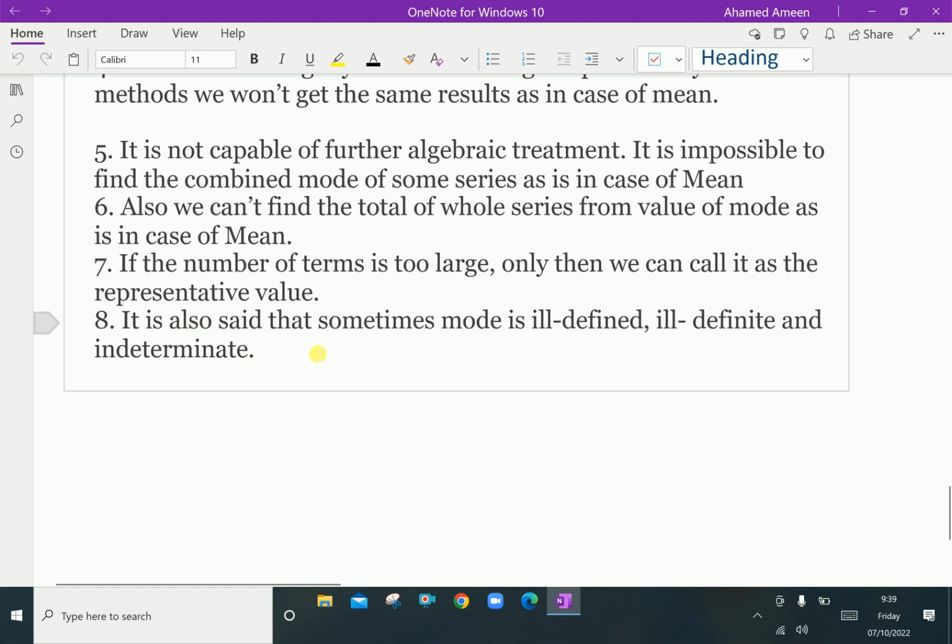It is also said that sometimes mode is ill-defined, which means indefinite and indeterminate. So, mode is not a final value for representing the dispersion at times. So, these are the demerits.